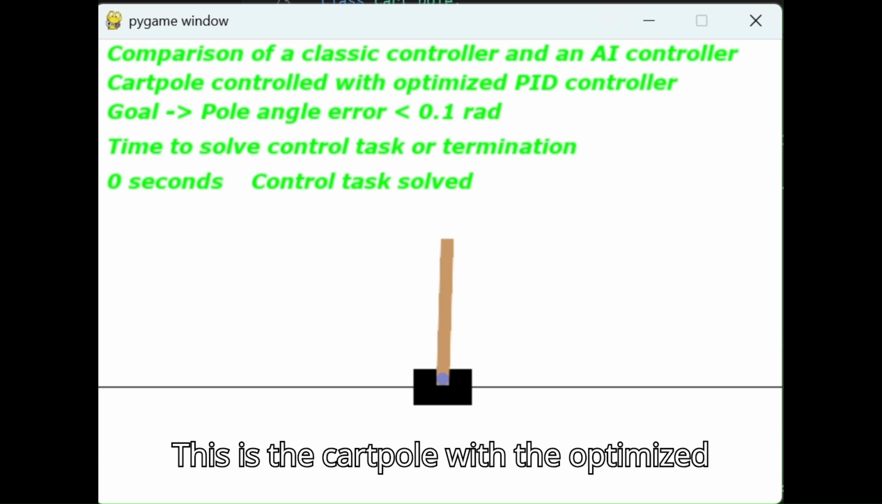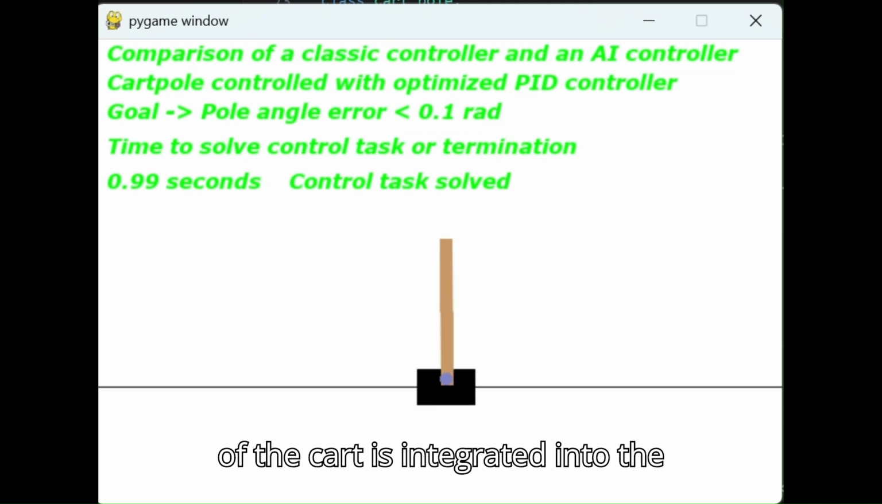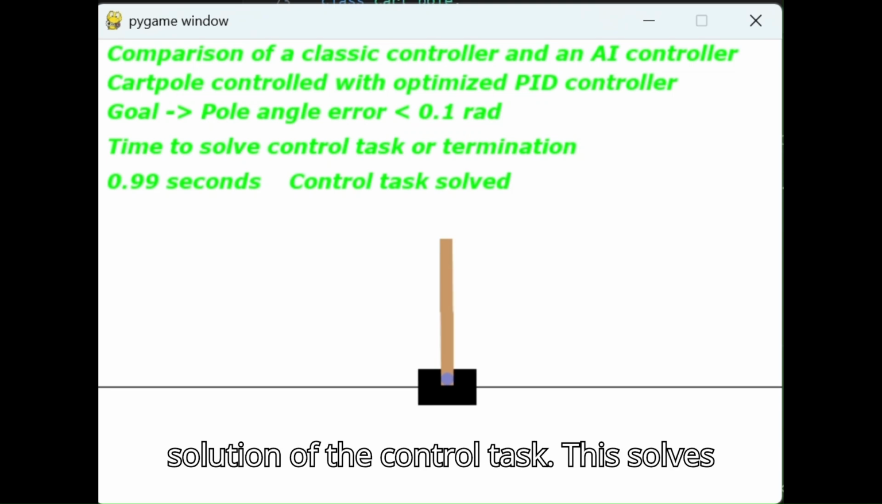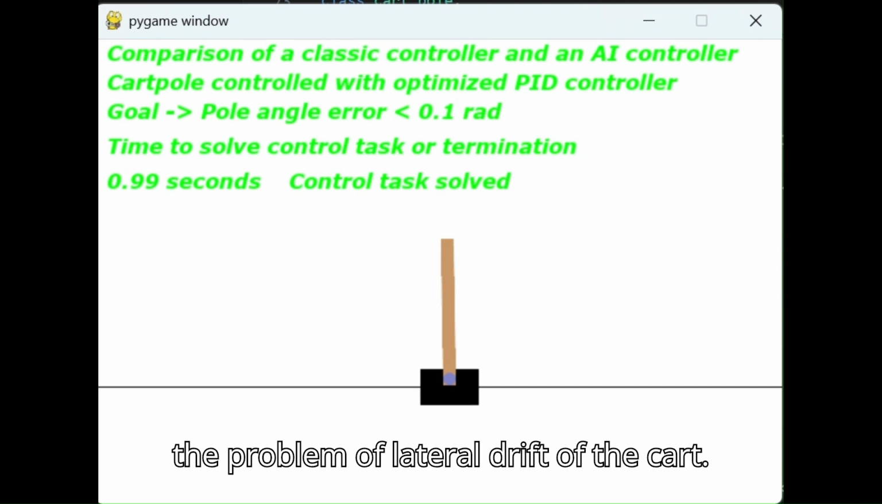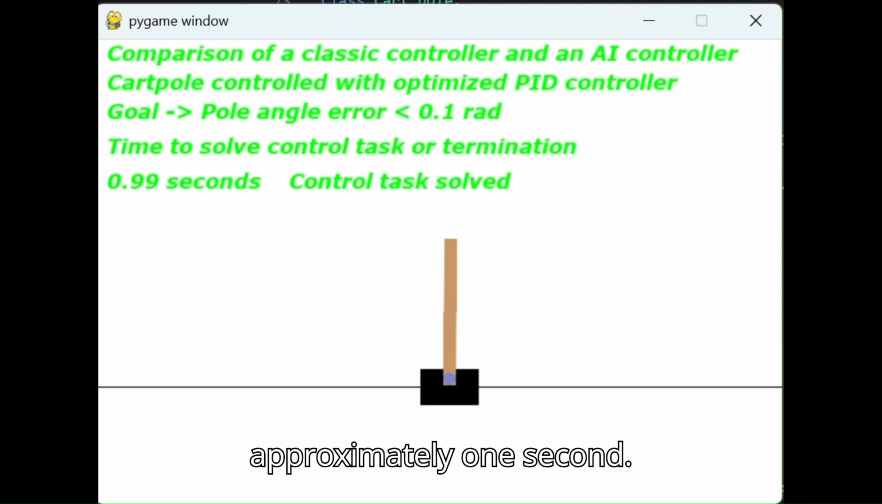This is the cart pole with the optimized PID controller. In addition, the position of the cart is integrated into the solution of the control task. This solves the problem of lateral drift of the cart. A stable position is achieved in approximately 1 second.